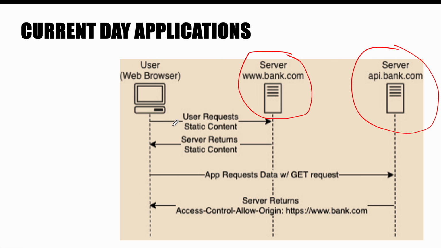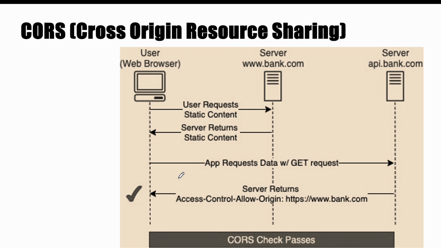So the flow is: the user requests the static content of the SPA from the server which is hosting the SPA, and after that all the requests to fetch resources would be made to the microservices. Now, what would happen if you have the same origin policy? These requests would not be allowed, and that's where cross origin resource sharing is essential for the current day architecture. So the same thing is represented again here.